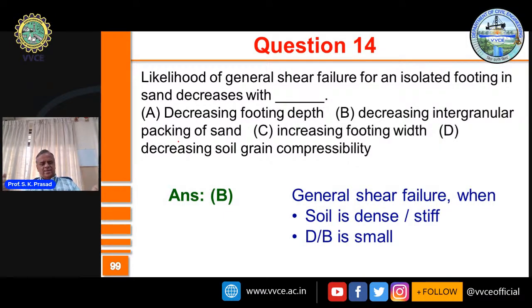When you decrease the soil grain compressibility, so soil grains are compressed, when you decrease the compressibility, when it is loose, then there also chances are not there. Only when you decrease the intergranular packing, that means when the packing is reduced, automatically from general shear failure it is possible that it goes to local shear failure. So the answer to this is B, and you have to carefully read the question, carefully read the answers, and normally one or two answers can be easily eliminated. You may have confusion between any other two. You have to guess carefully.